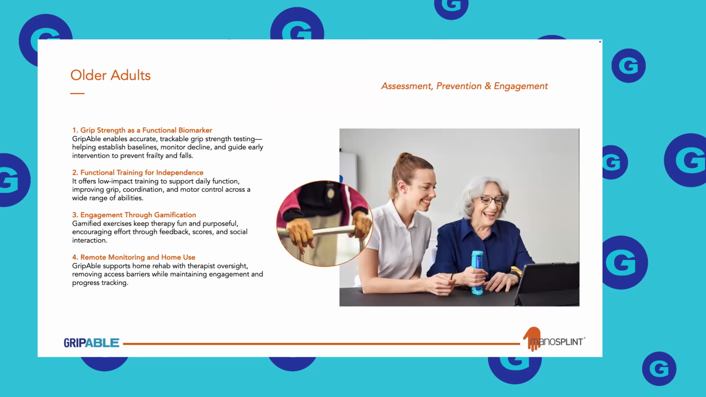Okay, next slide, please. And then last but not least, we have using GripAble with older adults. When you're working with this group, we often have quite a complex presentation. There might be frailty, some mild cognitive impairment, maybe some low confidence or motivation, or people are just a bit deconditioned after illness or a long hospital stay. And I think this is where GripAble is a bit of a quiet superpower.